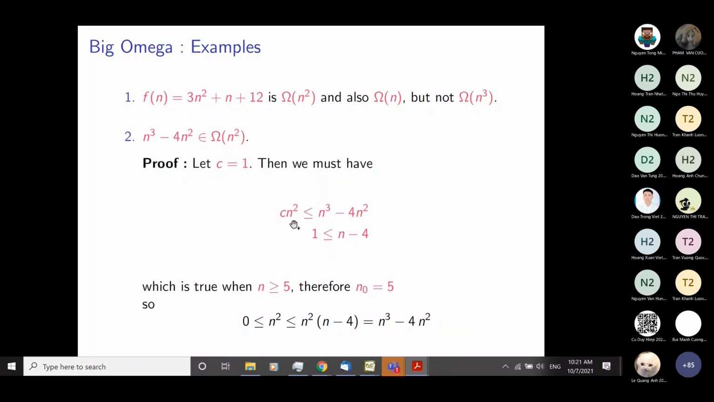So I want to show that this is bound below by n squared, but I have to worry about this value here. For which values of n is this true? It is true when n is greater than 4. Since n is always an integer, this is true when n is greater than or equal to 5.